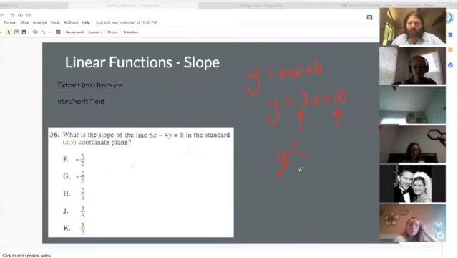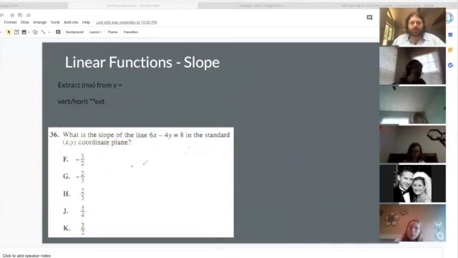If it's not y equals, if it's 3y equals, or if it's 5y minus 3x equals, anything like that, we don't get to just look at the numbers and use them, okay? We've got to use y equals to do that. So what do we do if it's something different?